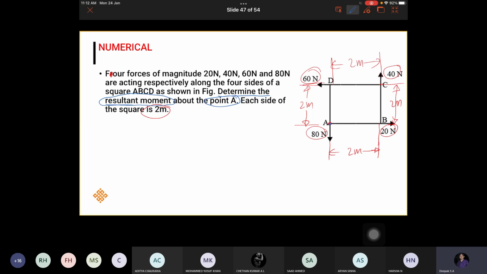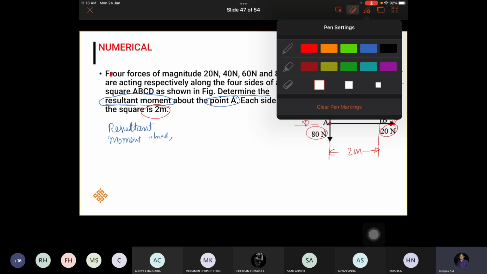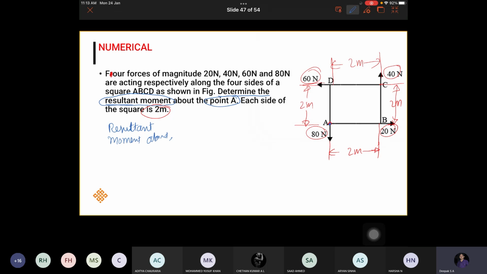So now you need to find the resultant moment about point O. We have to take MO is equal to, sorry, not O. What is that point? About point A. A we are taking. So it will be MA is equal to F1 R1, F2 R2, F3 R3, F4 R4.